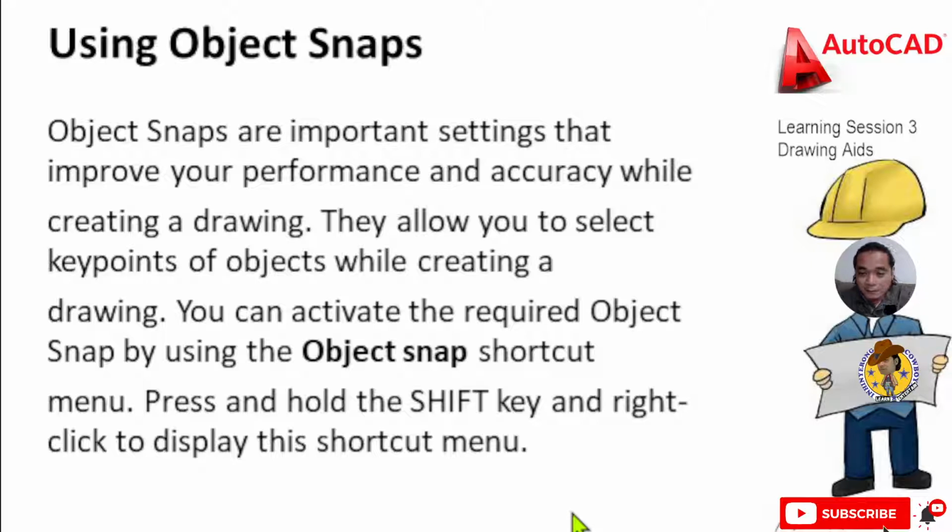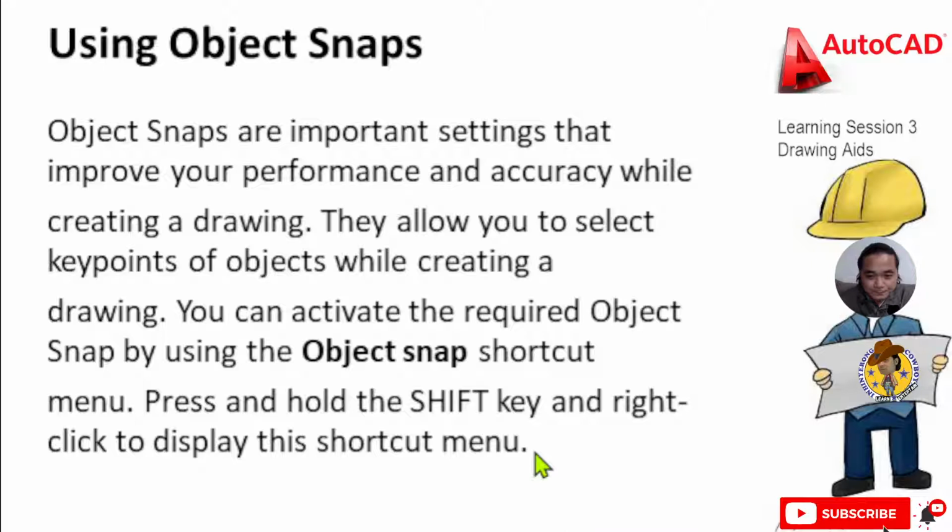Object snaps are an important setting that improves your performance and accuracy while creating a drawing. They allow you to select key points of objects while creating a drawing, which makes it easy when you want to go to that object. You can activate the required object snap by using the object snap shortcut menu. Press and hold the Shift key and right-click to display the shortcut menu.